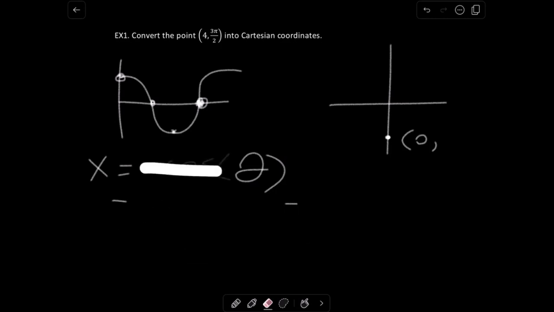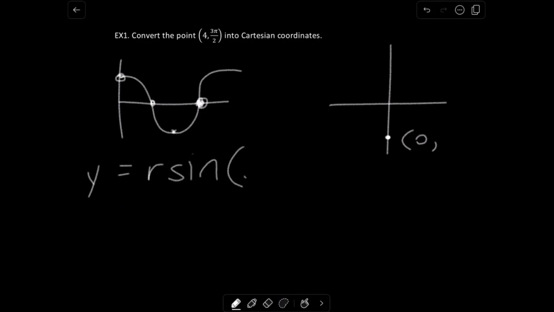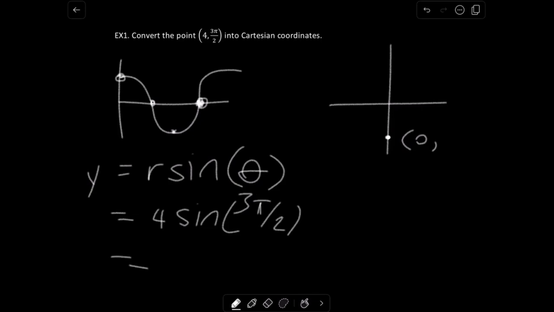Let's deal with the y value. So y is equal to r sine theta. That's equal to 4 sine 3 pi over 2. Let's sketch the sine graph.